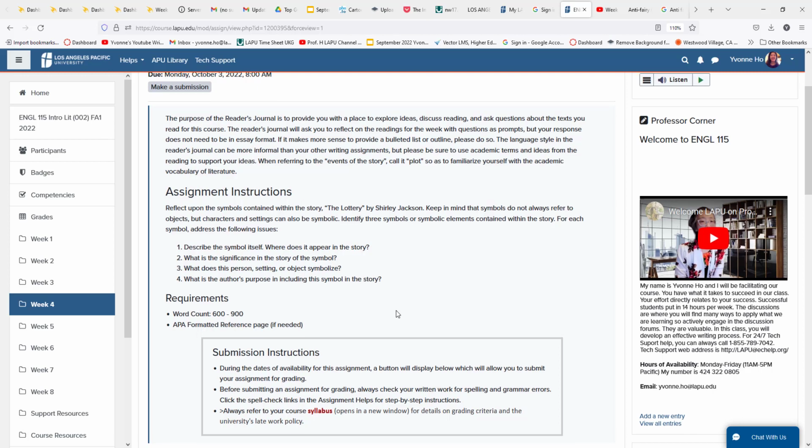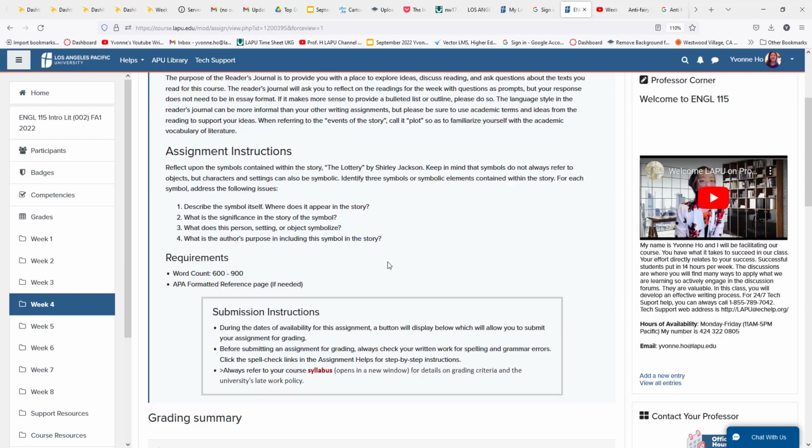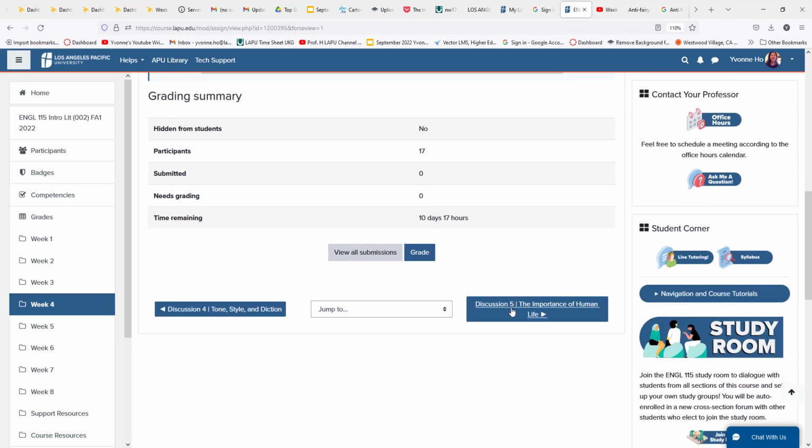So have fun with this assignment and then find the 3 symbols which will help you tell the overall meaning, because in this case the 3 symbols will tell you the overall meaning and life lesson that the lottery is meant to teach, and the reason why Shirley Jackson wrote this particular story. And let's see, the next one is tone and diction.